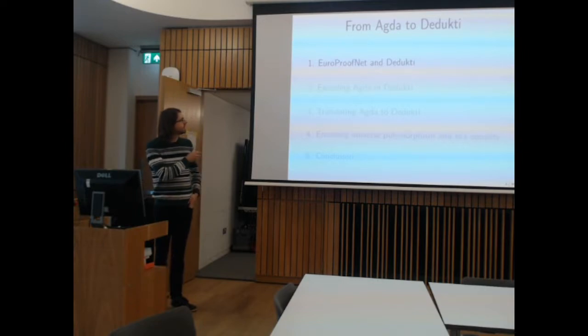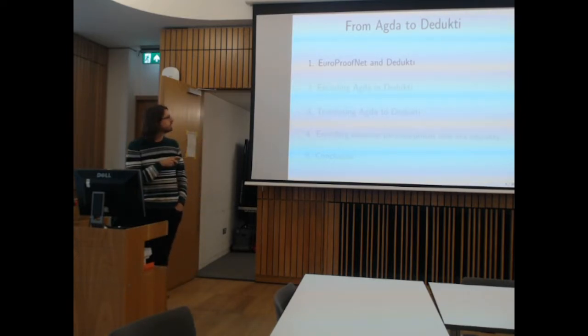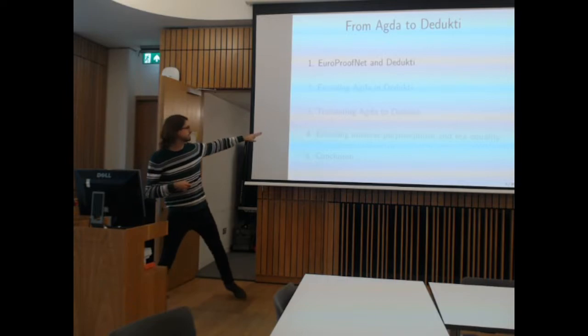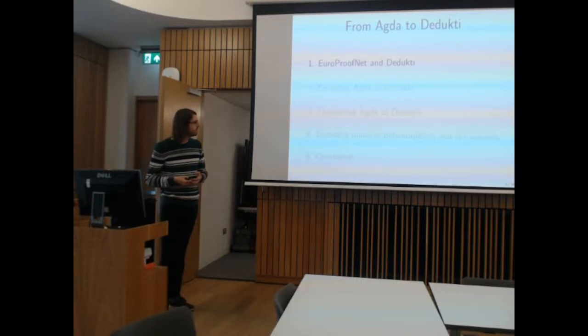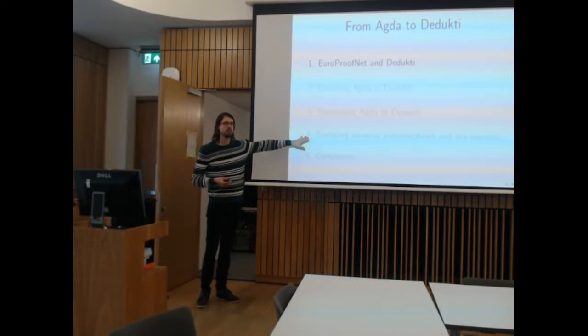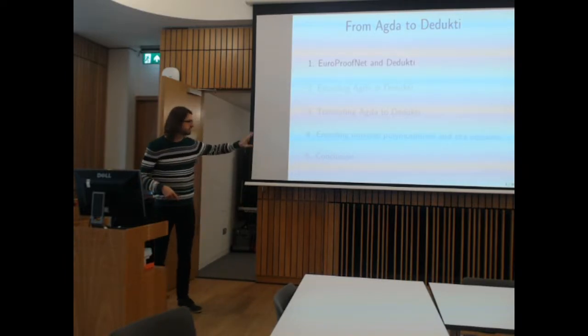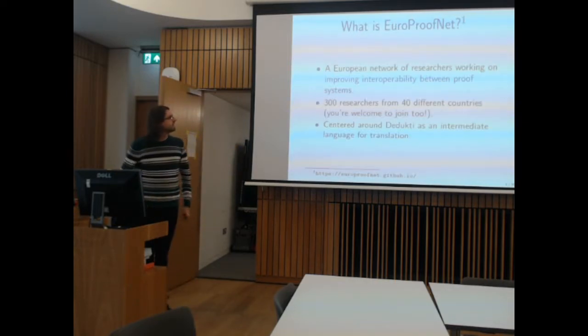Okay, so here's the overview of this talk. So I'll first talk a bit about what is this EuroProofNet and what is Dedukti. Then I'll talk about the encoding of Agda's base theory, or the sort system, in Dedukti, and then about this backend, the Agda to Dedukti itself, which translates your Agda files to Dedukti. I'll talk a bit about issues we're still having. So there are some features that are a bit challenging, namely universe polymorphism and eta equality. We'll have time for some conclusions at the end. So let me get started.